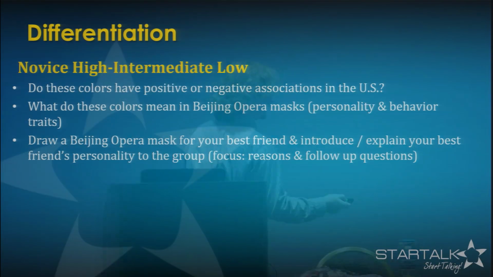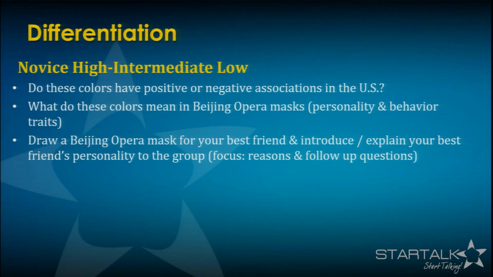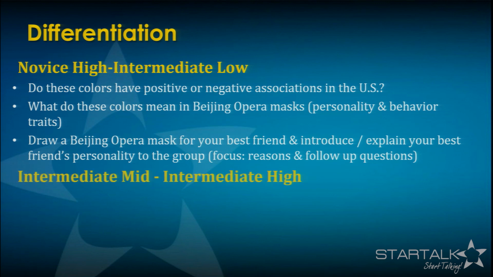Yeah, so they painted my face and they said it was going to be red because Galosher likes to hit people, but whatever. And then what they did is they drew a Beijing opera mask for their best friend and they introduced their best friend's personality to their group. They said, my best friend's eyes are blue because blue means smart. My best friend is smart, right? Those are intermediate low. My best friend is smart. Her eyes are blue. They're sentences, but they're easy sentences, right?